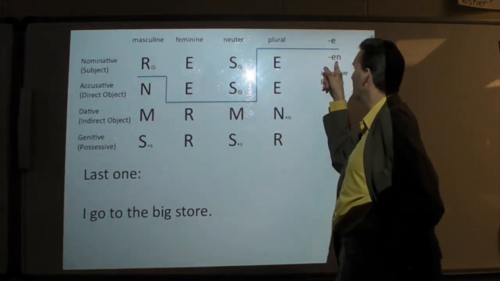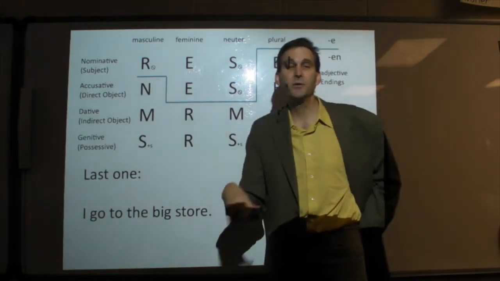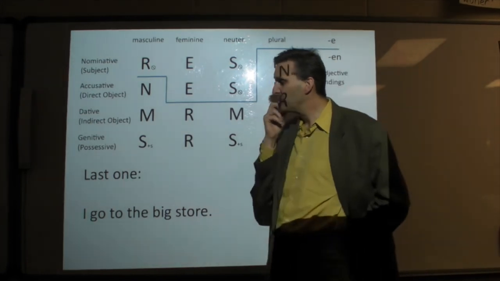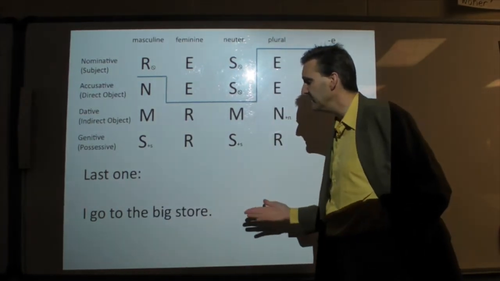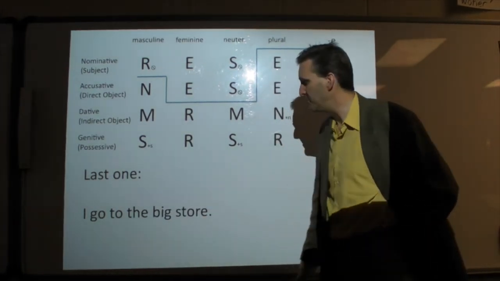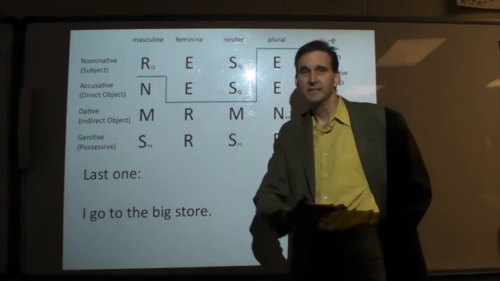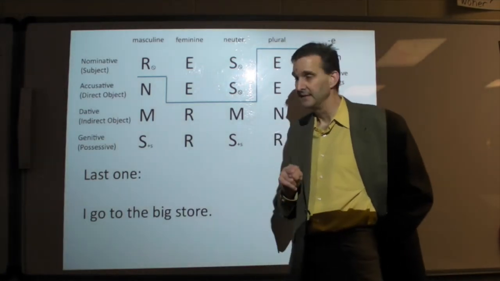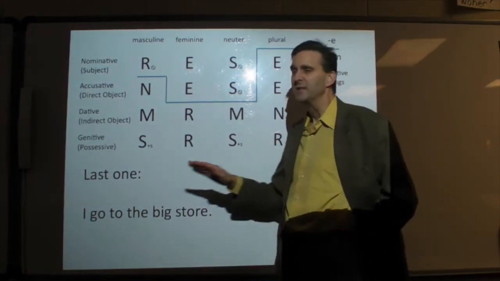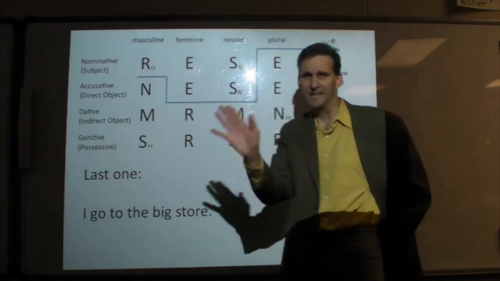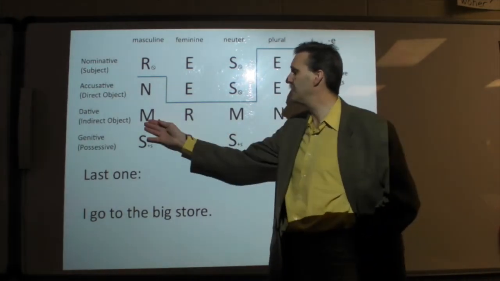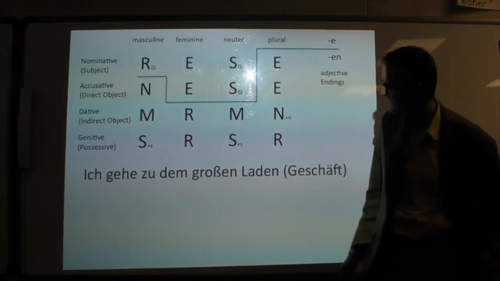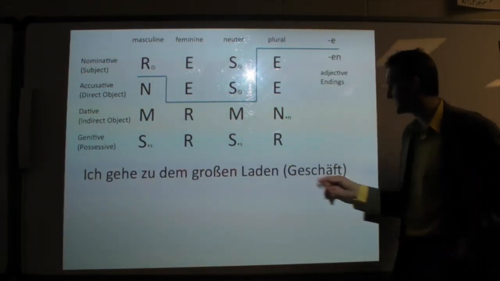So, zu dem großen Laden or Geschäft. And a small note, Germans actually normally say, I go into the big store, which is in, and I'm going to get that preposition a little bit later. I believe in the next lesson we have that one. So let's just use zu for now, and that's okay. So, zu dem großen Laden or Geschäft. Okay? So, zu dem großen Laden.